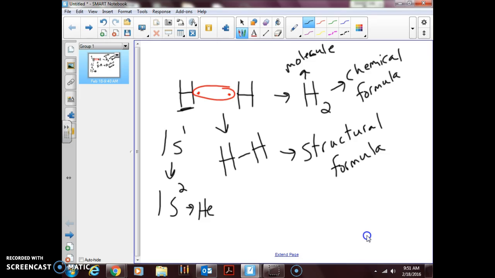So the structural formula shows you the arrangement of atoms, not just the type of atoms and number of atoms, like the chemical formula. The structural formula shows how they're arranged. And when we get into learning about molecular geometry and the different shapes that the molecules take on, that's where structural formulas become more important.